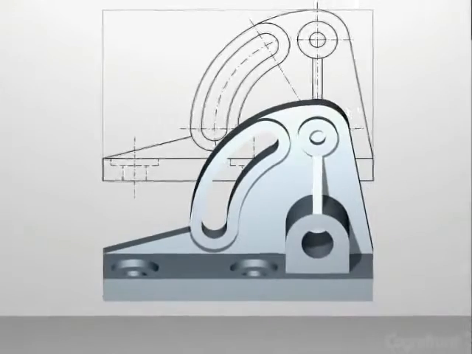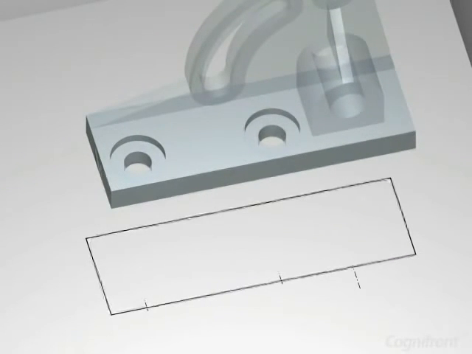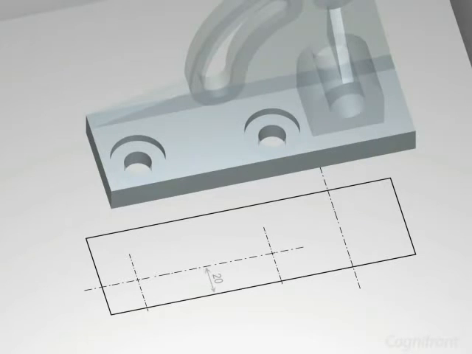Let us now move to the top view. We see the bounding rectangle here. Next, draw three vertical center lines at 20 mm, 75 mm and 40 mm respectively from left. Also, draw a horizontal center line at 20 mm above the base.